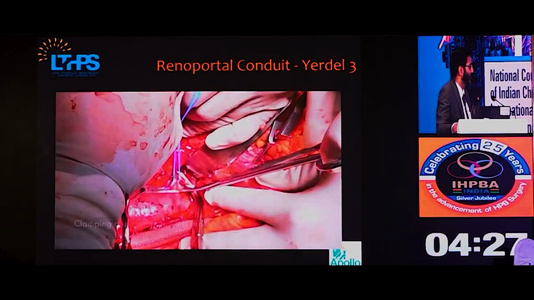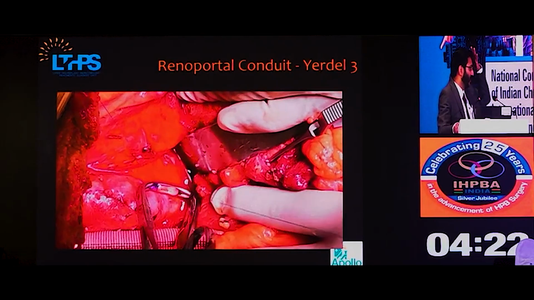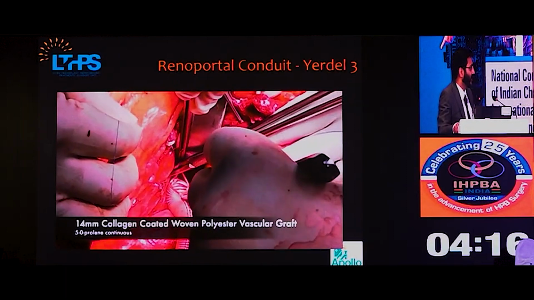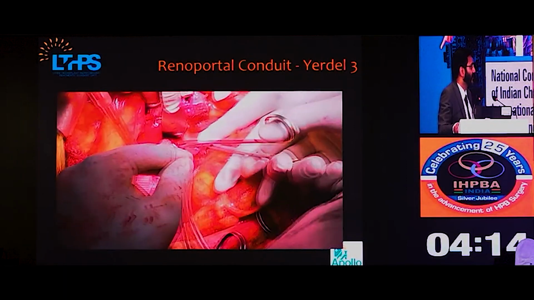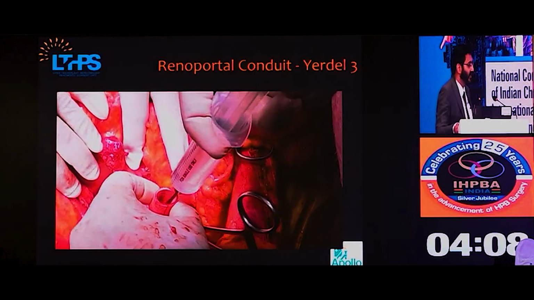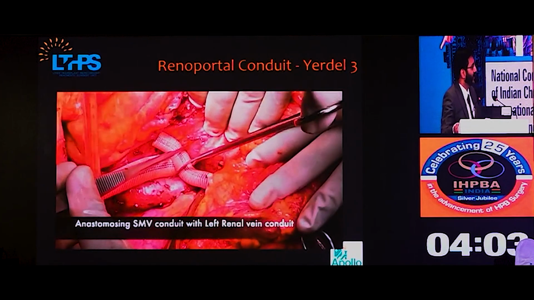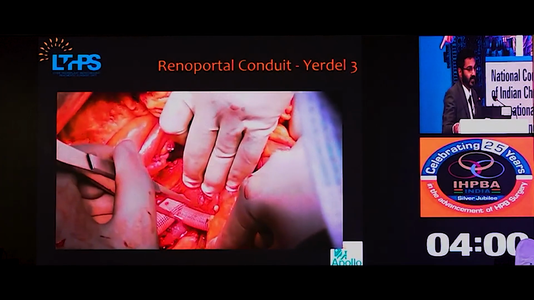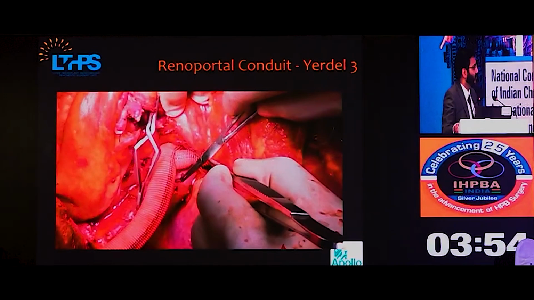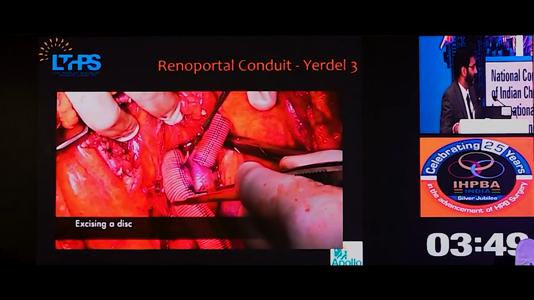And then we did a side to side anastomosis, and then the left renal vein has been exposed. Again, orientation marks have been put on the left renal vein so that you don't get a kink. And then another graft was used to connect to the left renal vein. After removing all the clots from inside the graft, we connected the two grafts from the SMV and the renal vein in a side to side manner. And then this main graft was used for the portal vein anastomosis.